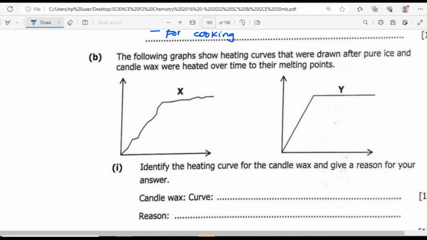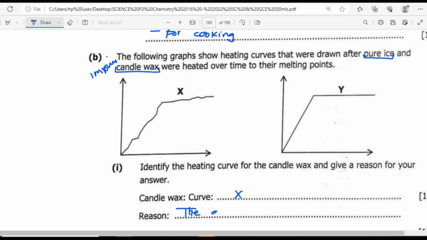The following graph shows heating curves that were drawn after pure ice and candle wax were heated over time. So here there is a pure ice and candle wax. Candle wax, we'll just consider this one to be impure. Then identify the heating curve for the candle wax and give a reason for your answer. So candle wax is curve X. Then the reason, we can see that the line is not straight.